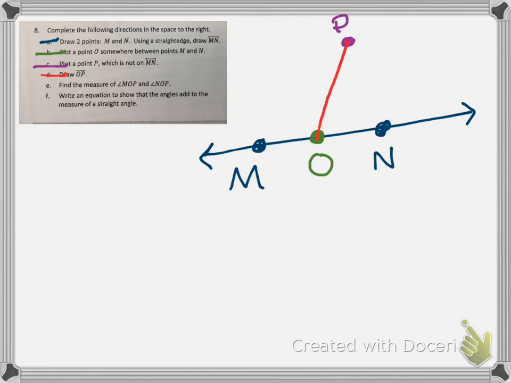All right, now it tells me to find the measure of MOP. I'm going to draw this, MOP, and the measure of NOP. Let's do one at a time. Okay, what do we know? Well, I can see that I drew a straight angle. Okay, so since I drew a straight angle, I know I'm going to have to subtract from 180.